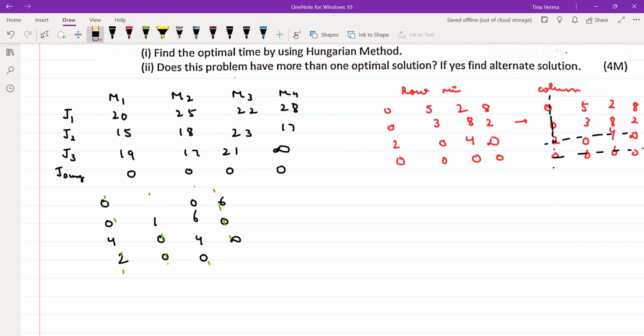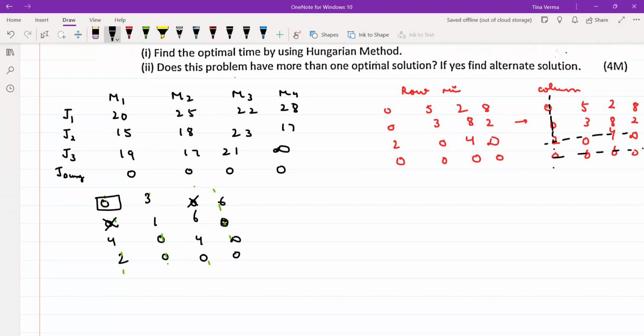As I have told you, you have to first look for the row in which there is only 1 zero. So this second part also answers over here. You do not have any row which has only 1 zero. In every row there are 2 or more zeros. So you can see from here that whatever assignment you create, it will have an alternate optimal solution.